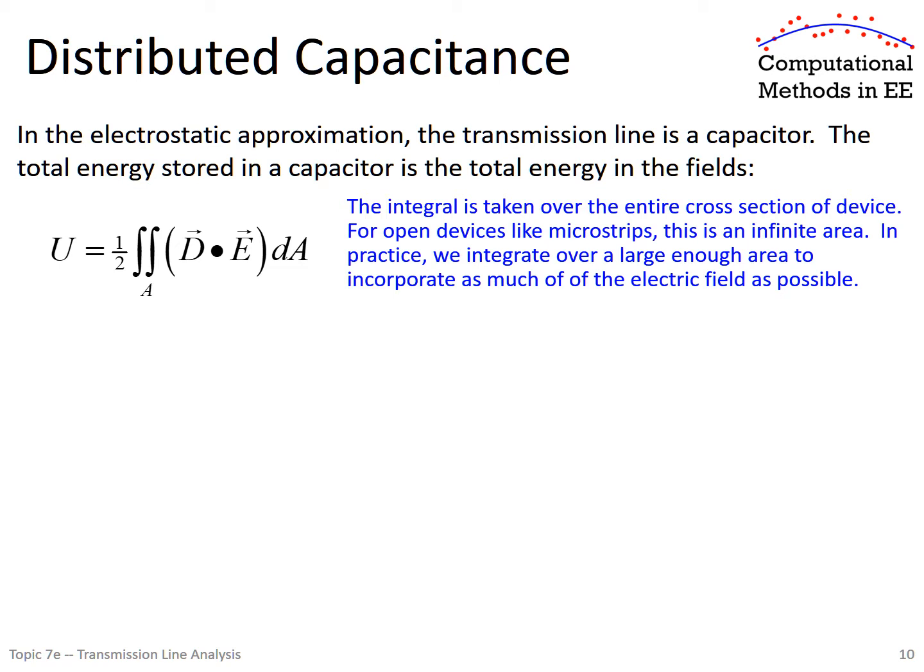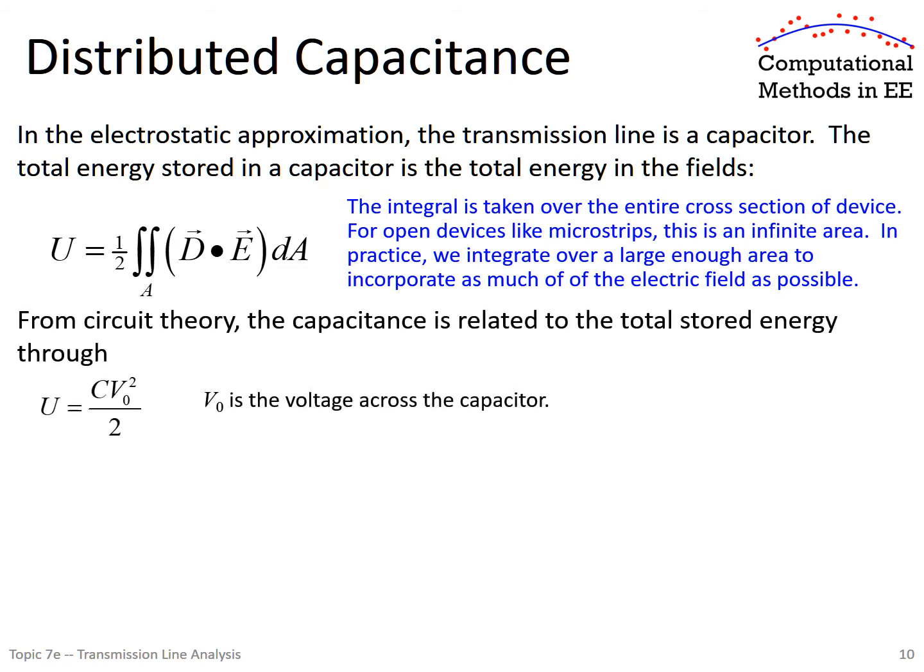So first, we want to know the total energy stored when we're viewing our transmission line as a capacitor. Well, since we know the E and the D field, it turns out the dot product of these two is the energy density. So if we integrate that over the cross-section of our transmission line, so it's a two-dimensional integration, we can get the total energy in that transmission line.